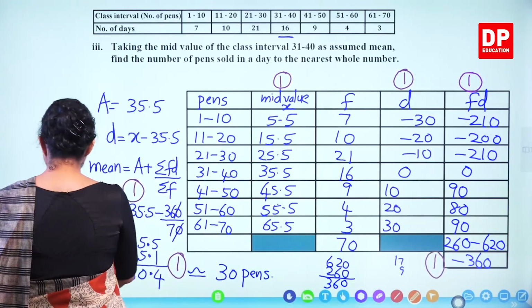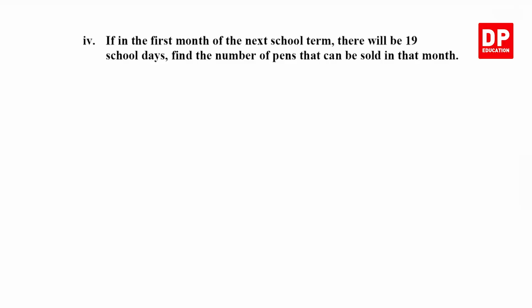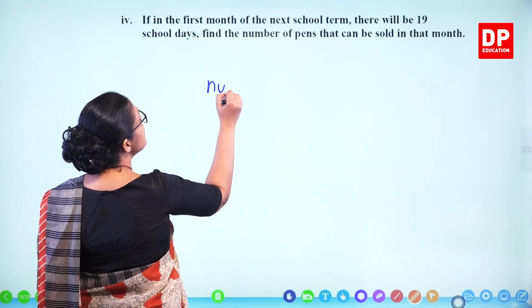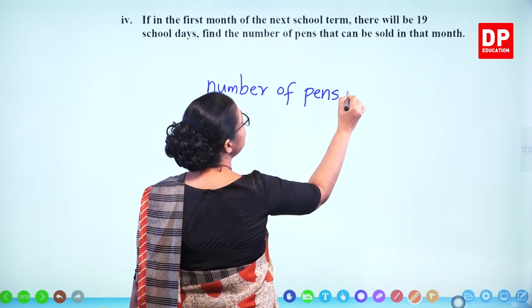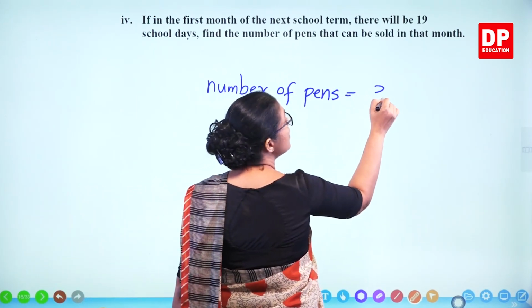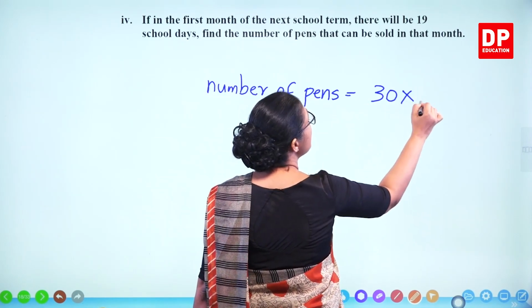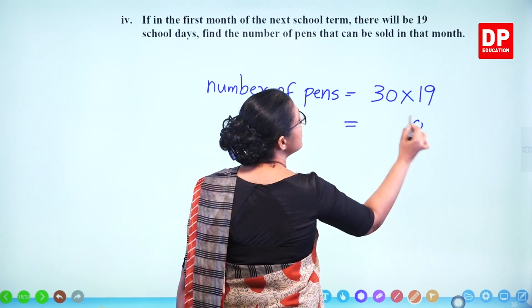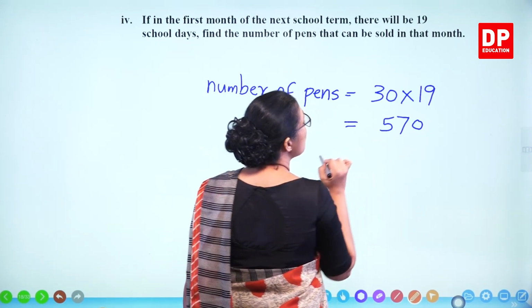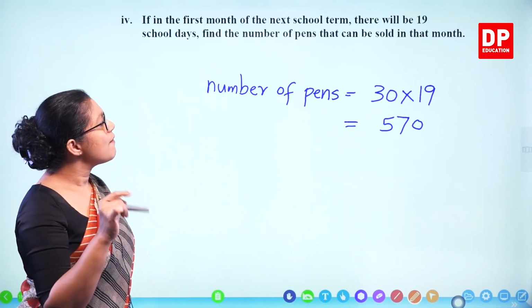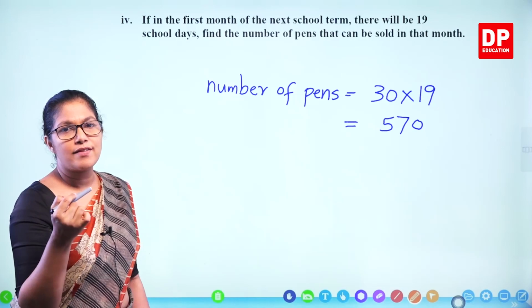Now we'll do the next one. Part 4. If in the first month of the next school term, there will be only 19 school days, find the number of pens that can be sold in that month. So the number of pens becomes 30 we found per day. 19 days are there. Just multiply by 19. 3 times 9, 27. 3 times 1, 3 plus 2, 5. So altogether 570 pens needed for the next month.